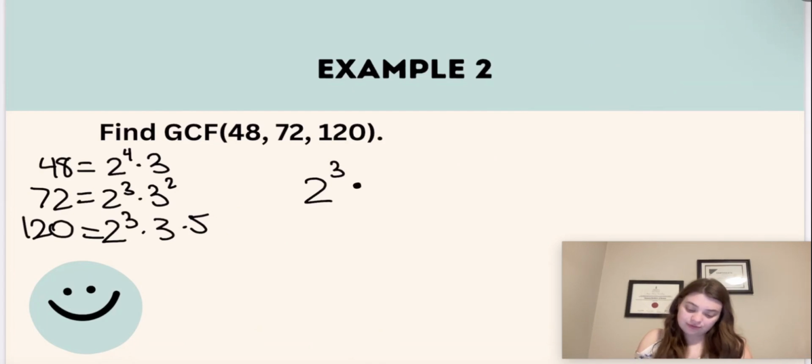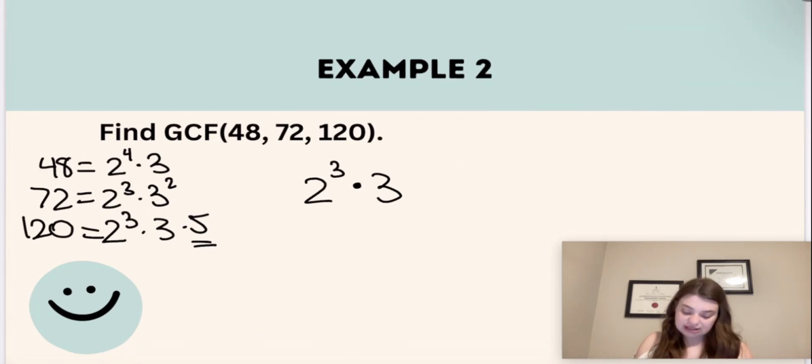And then in terms of threes, we have one 3 here, two 3's here, and one 3 here. So the highest number we have that is in all three of them would be just one 3. We're going to put one 3 because one 3 is the most that all of them have in common. Only the second one, 72, has 3 multiplied twice. And then the times 5 over here is only in 120. It's not a prime factor in the other two, so it wouldn't be included at all.